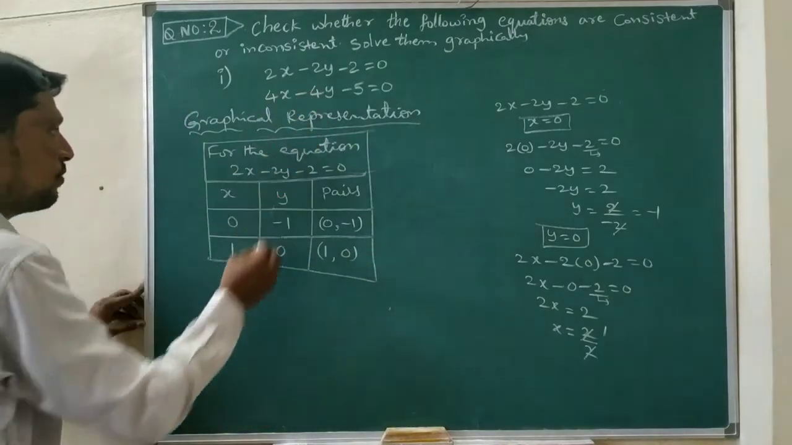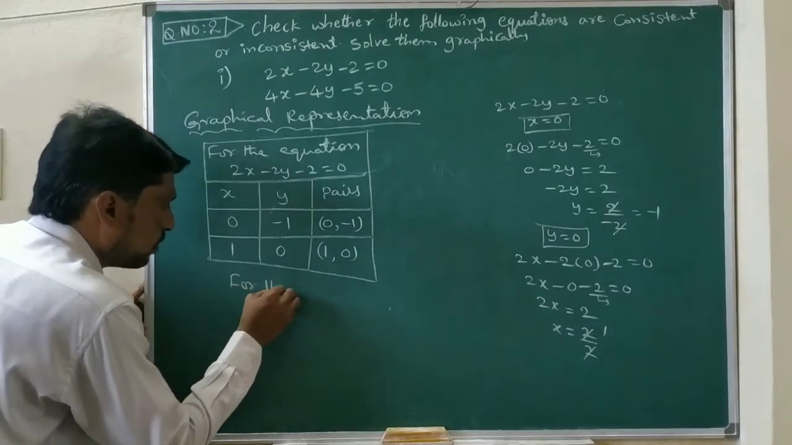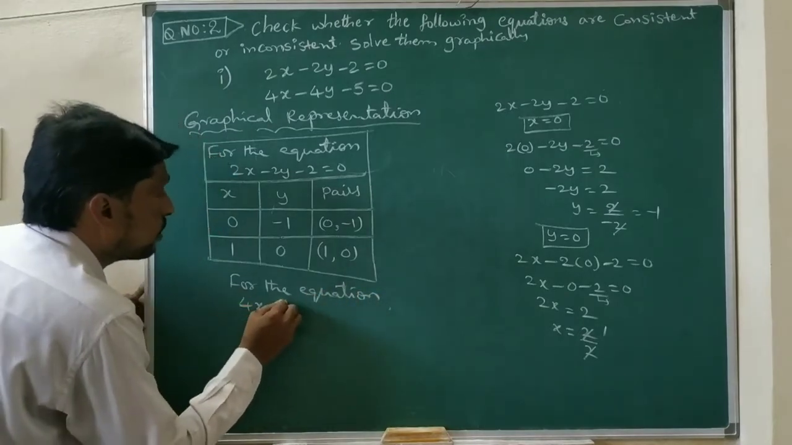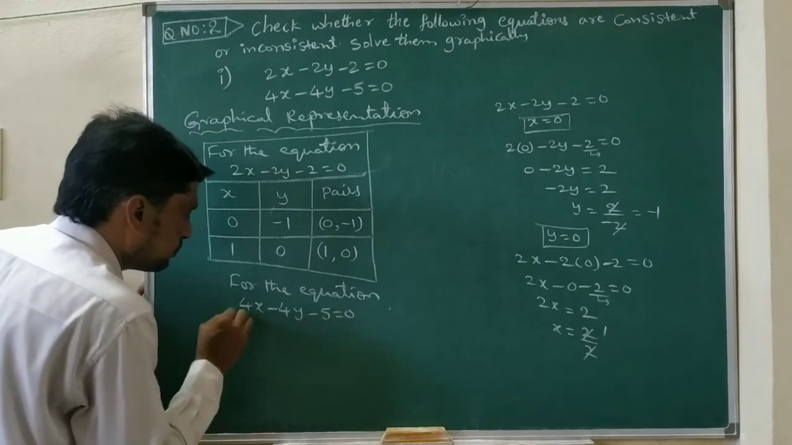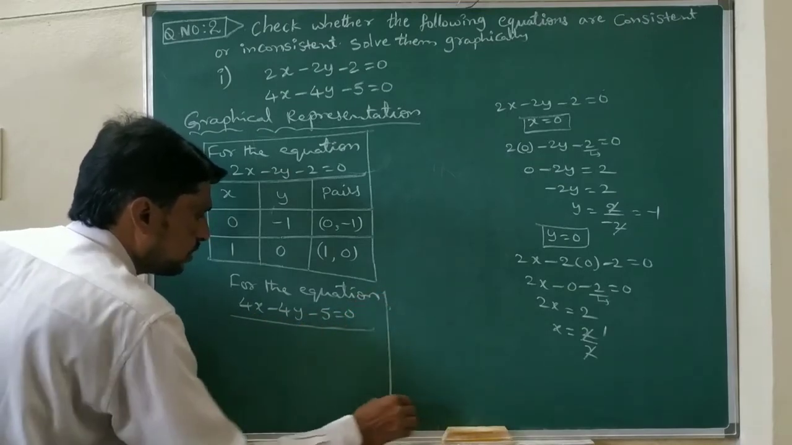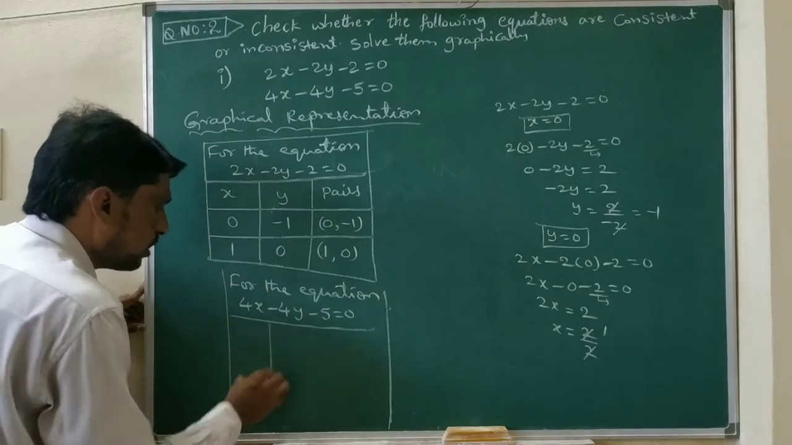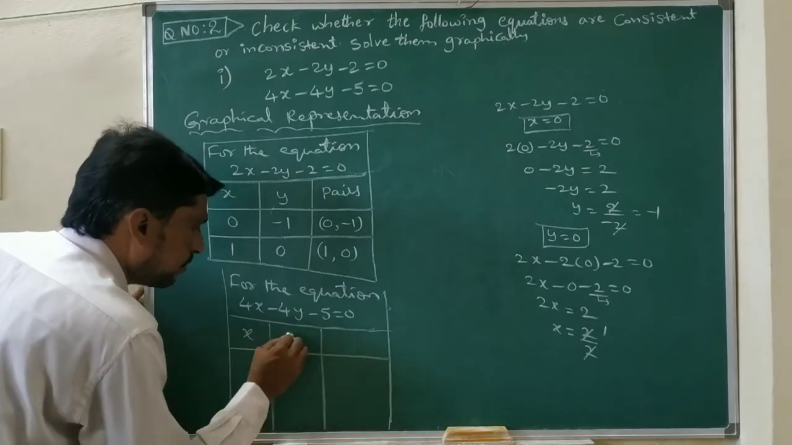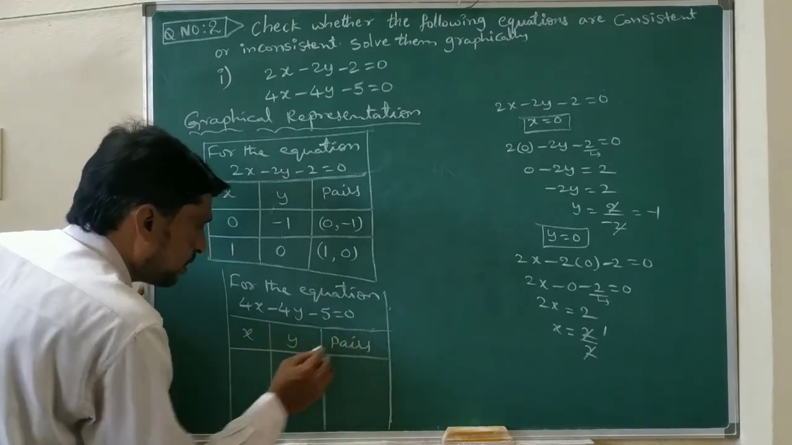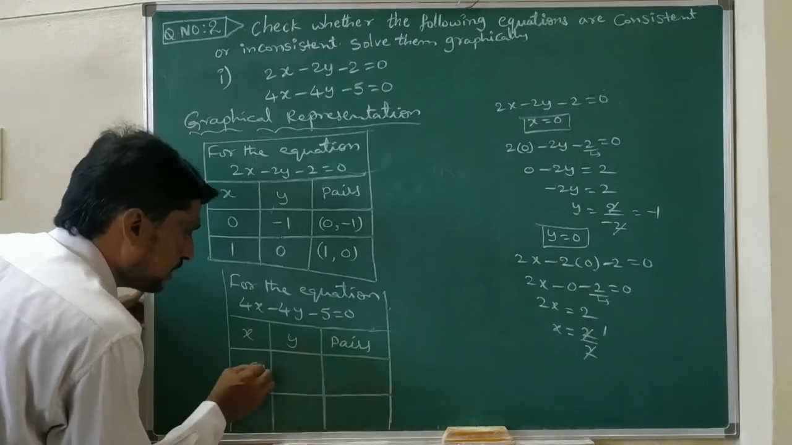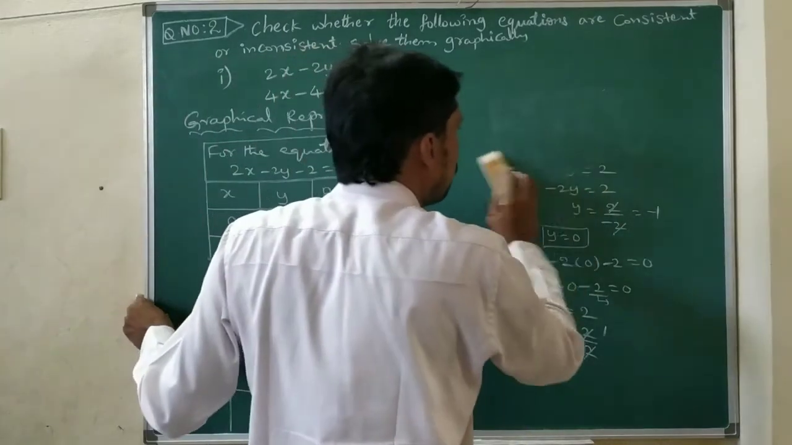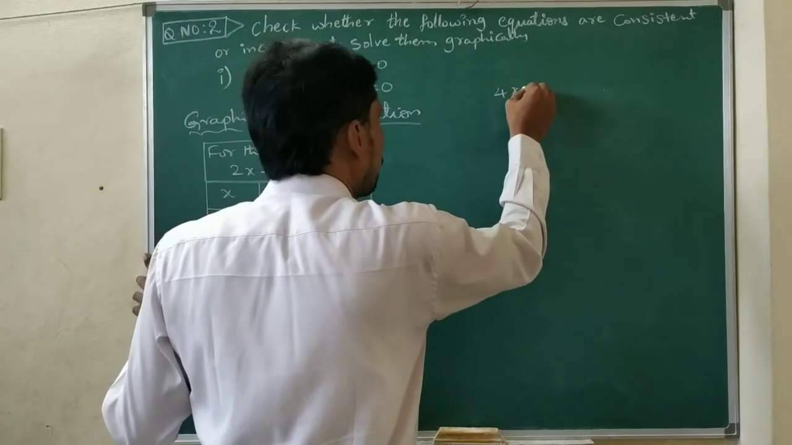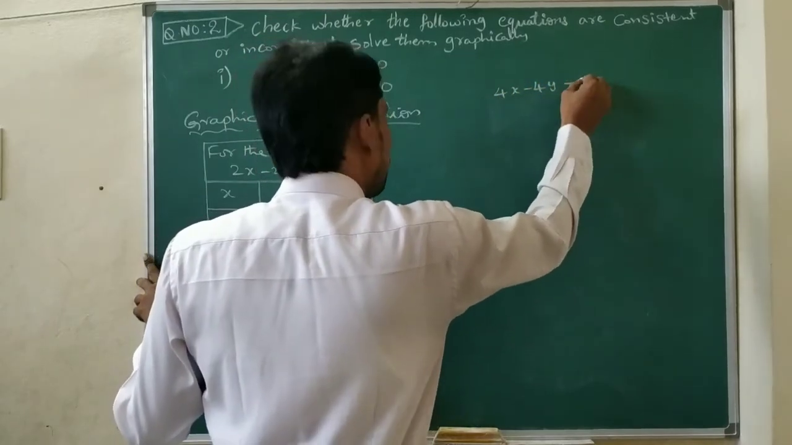Next one more equation, that is 4x minus 4y minus 5 equal to 0. Now you can write the values, x value and y value pairs we need to take. So x value first you can take 0. If we take x value as 0, we have to check what y value we get. So the given equation is 4x minus 4y minus 5 equal to 0.